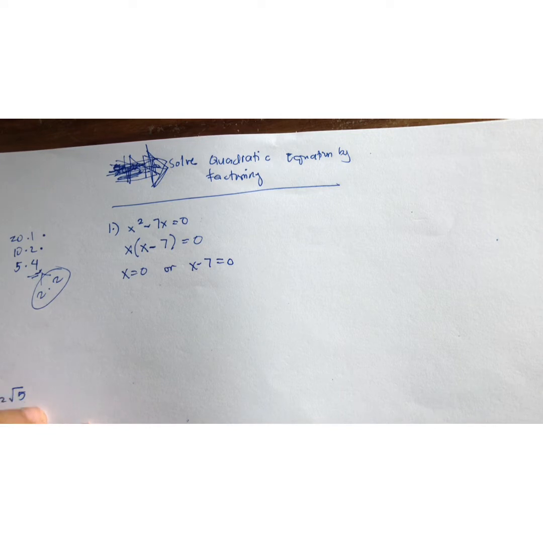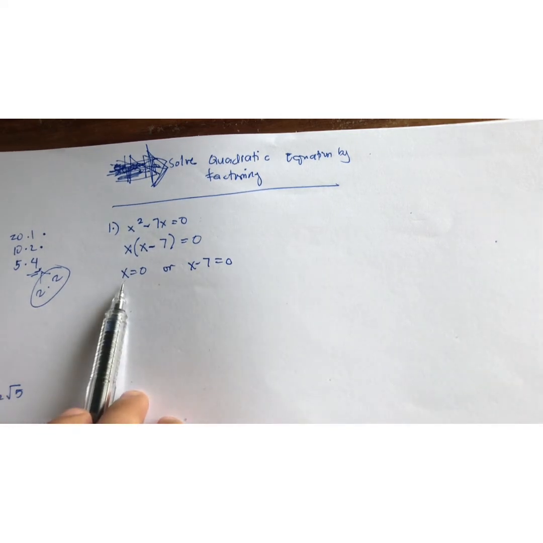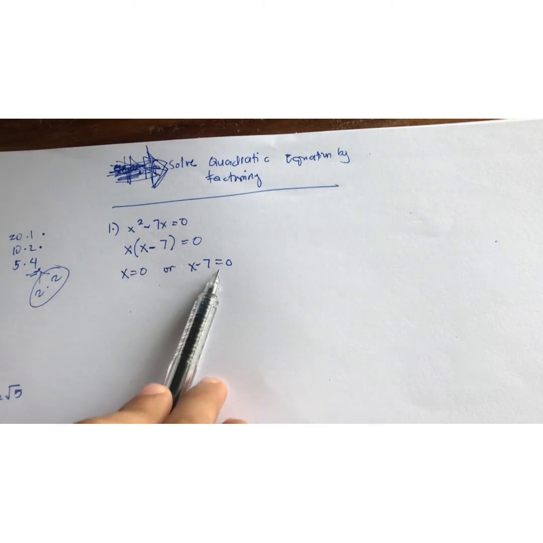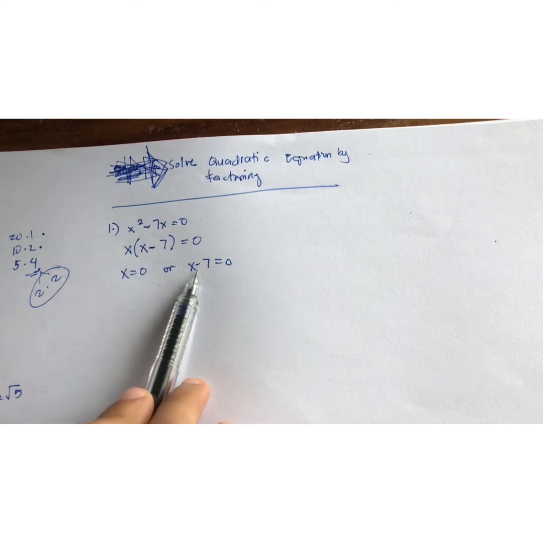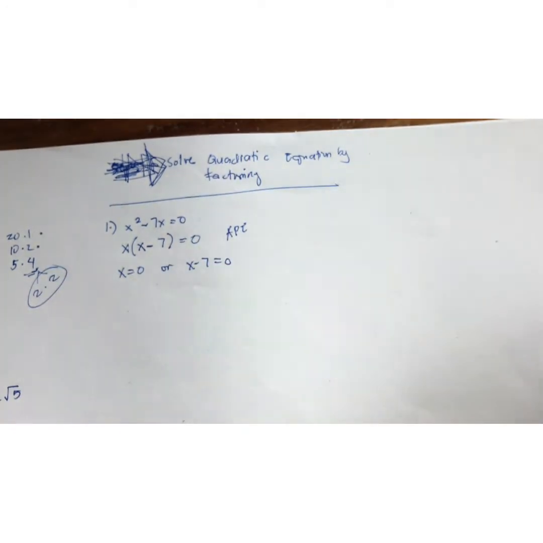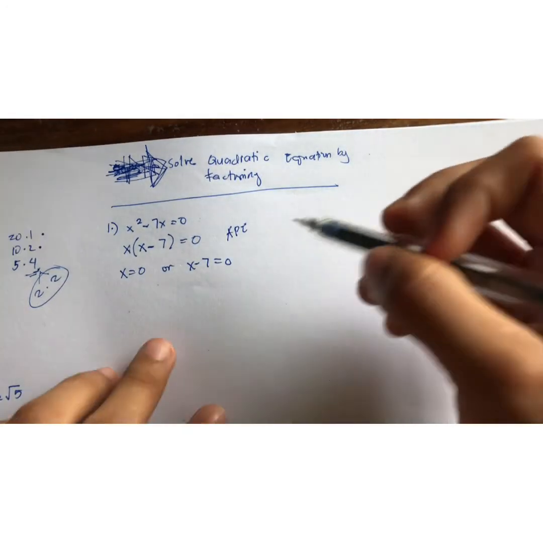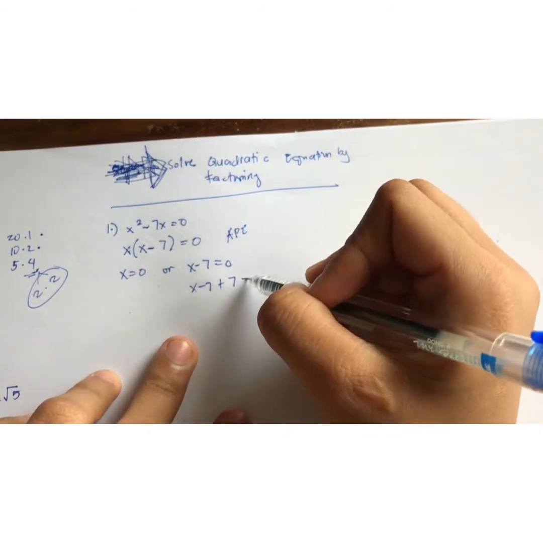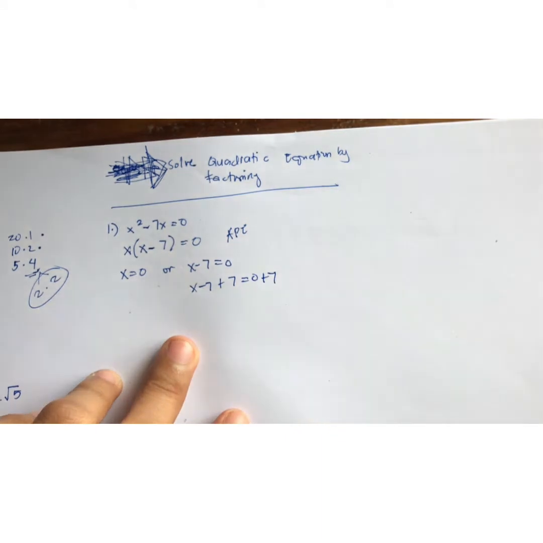Do we have to solve it further? Ang x equals 0. Dili na, di ba? But, ang x minus 7 equals 0, mamanipulate pa na nato para makuha nato ang exact na value ni x. So, what are we going to do? We have to use again the addition property of equality. That is, x minus 7 plus 7 equals 0 plus 7.